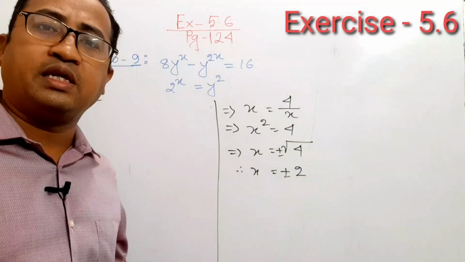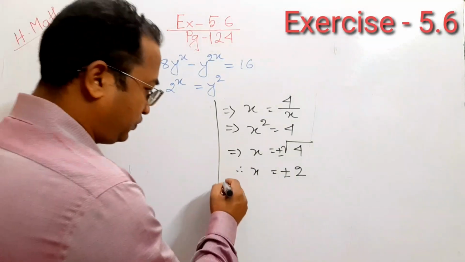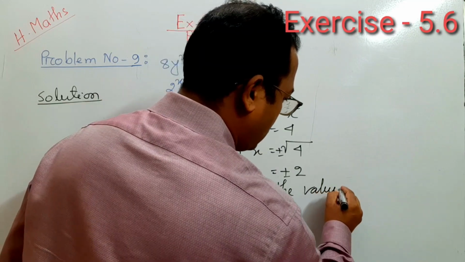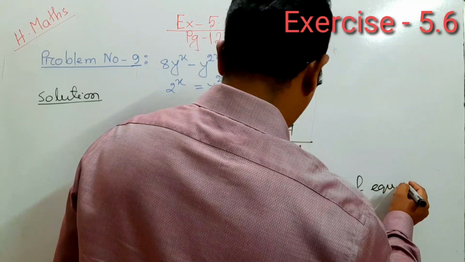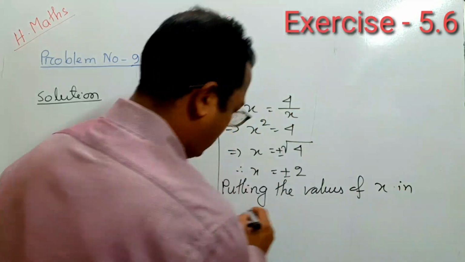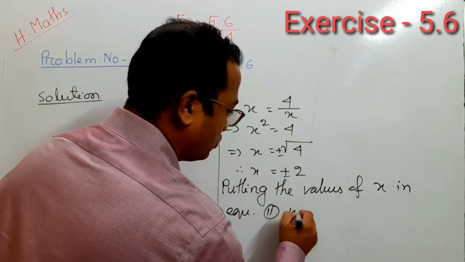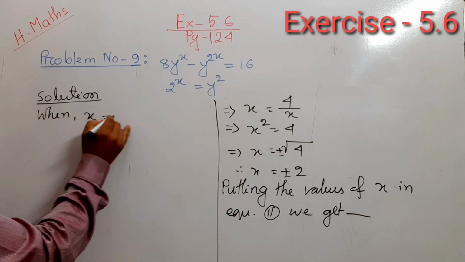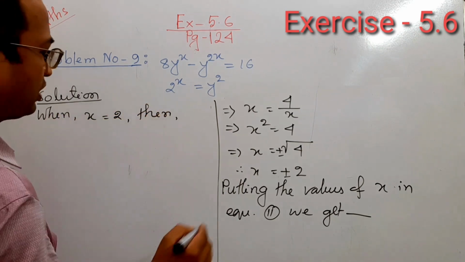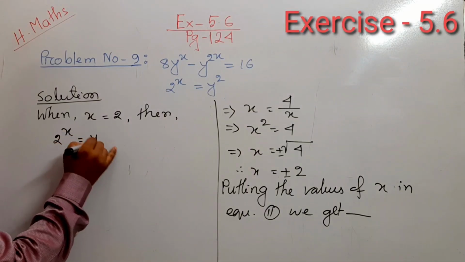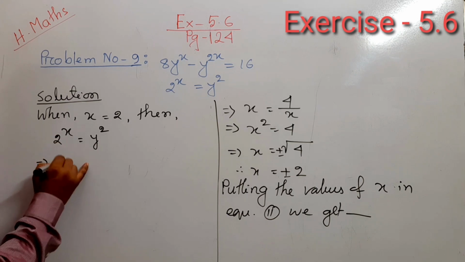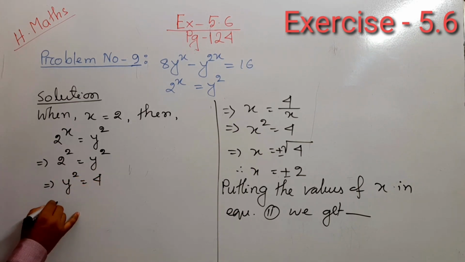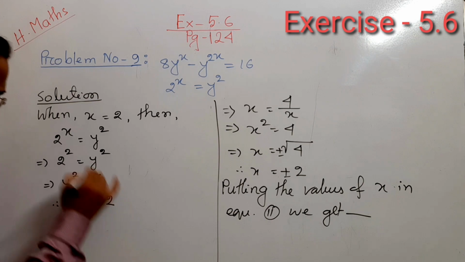Now putting the value of x in equation number 2, we get, when x equal to 2, then what is equation number 2? 2 to the power x equal to y square, that is 2 square equal to y square, that is y square equal to 4, therefore y equal to plus minus 2.